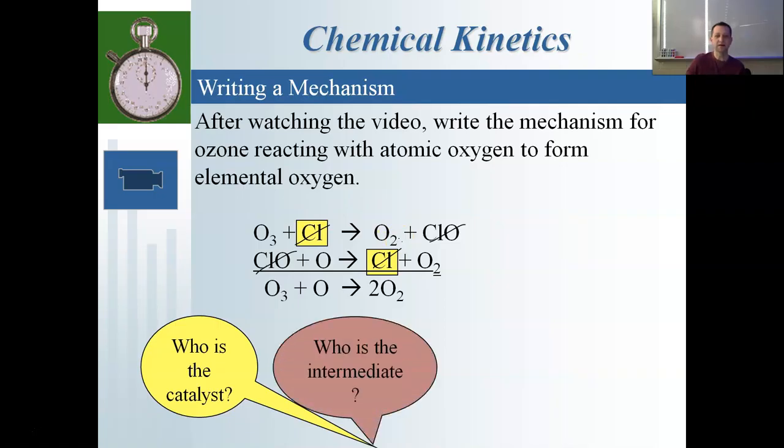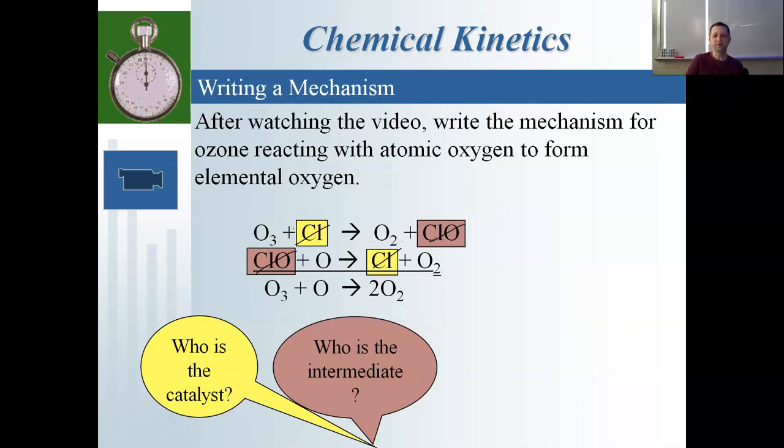Okay? The other one is what we're familiar with already, an intermediate. The intermediate here is produced and then used up. So they're pretty much opposites here. So the catalyst in this case is going to be ClO. It's made in the first step and used up in the second step. Okay, so catalyst is used and then made. Intermediate is made and then used. We just have to make sure we understand those.